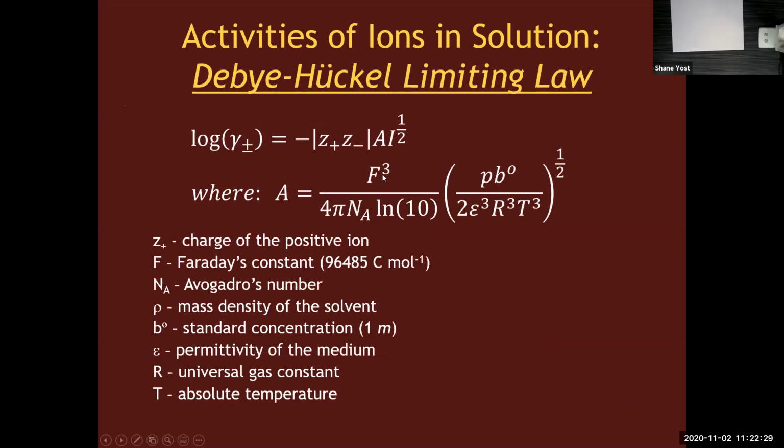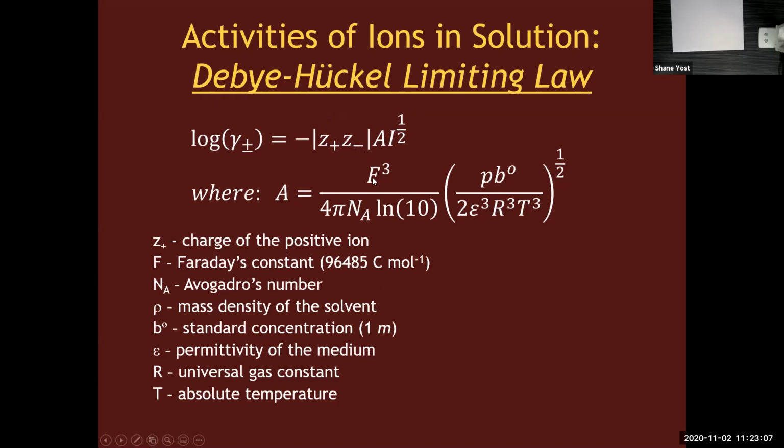All right, so what is that mean activity coefficient? Well, we can get it from the Debye-Hückel limiting law, which says that the log of the mean activity coefficient, gamma plus or minus, is equal to minus the absolute value of the charges of the cation times the anion, times this coefficient A, times I to the 1/2. We'll talk about what I is next slide. A here is just a constant, which is equal to a bunch of other constants, all these wonderful constants that you do not need to memorize, know, or remember whatsoever.